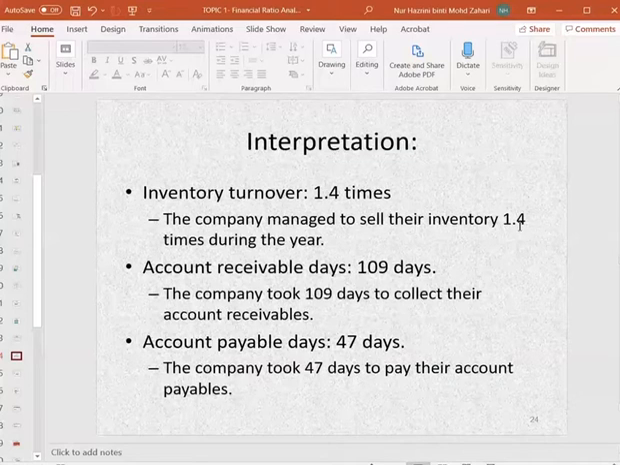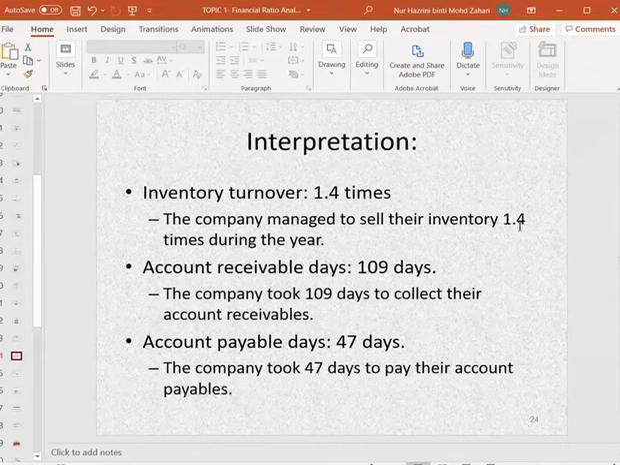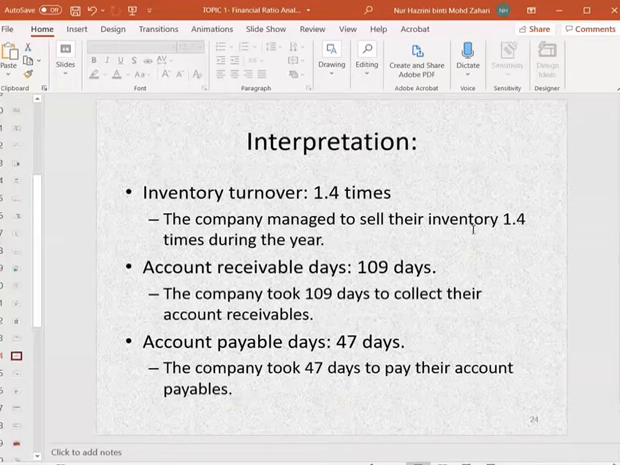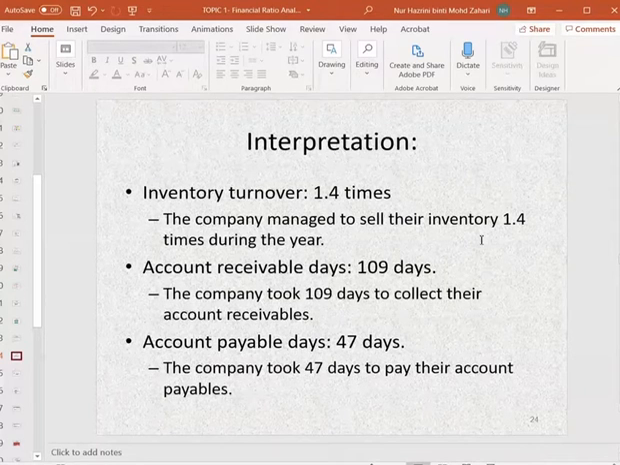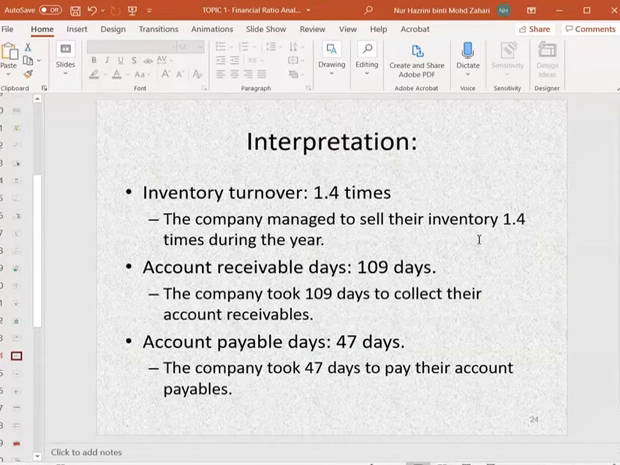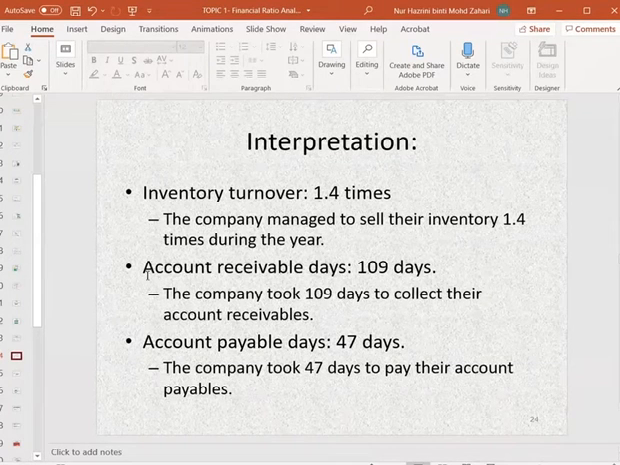Okay, so the higher the better means if you have another company that sells 2 times during the year, it means they are selling their inventory faster. Selling the inventory faster means you are good in managing your marketing team, you are good in managing your advertising, you are good in managing your inventory as well.